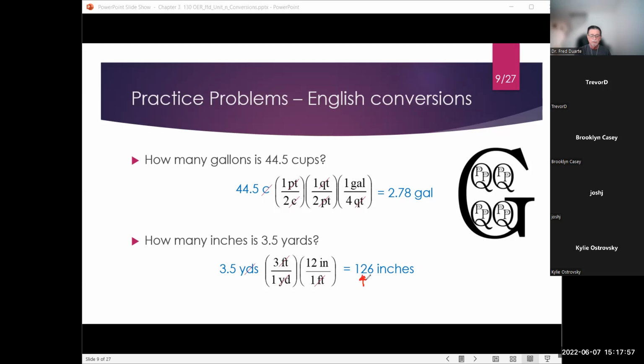Okay, this is where your rounding comes into play, like we've been doing with the other examples. I look at the neighbor. Neighbor's a 6. It's greater than or equal to 5. Therefore, the 2 gets bumped up to 3. Okay. And so our answer is 130 inches. Yes, 126 is obviously a lot more accurate, but I only have 2 significant digits in the beginning, with 3.5 yards. So I cannot have more accuracy than the 3.5. Okay.